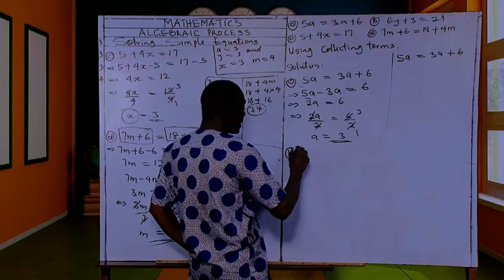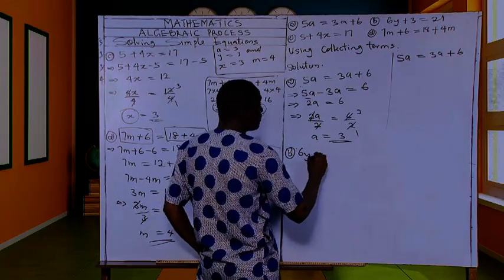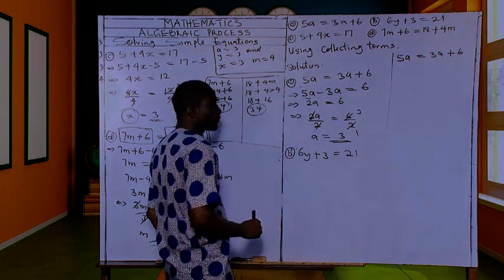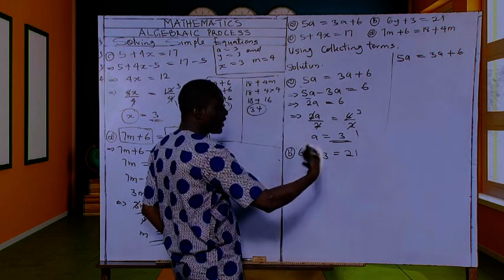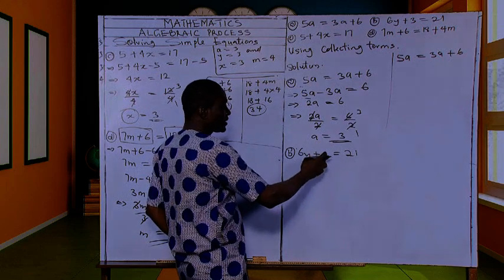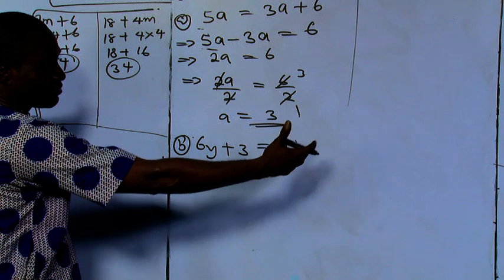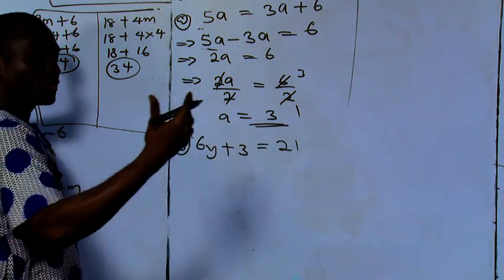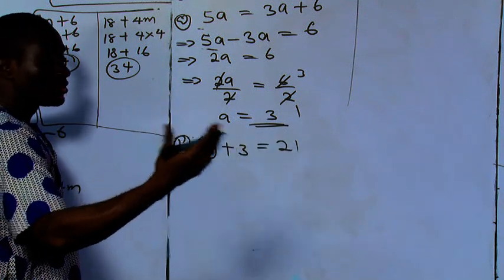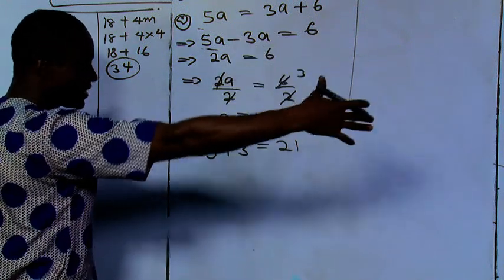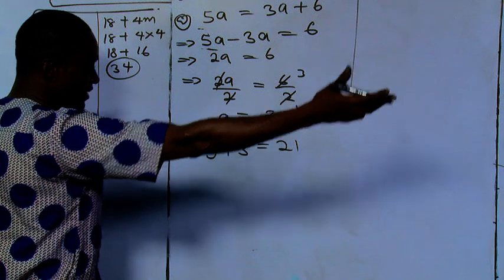B. We have 6y plus 3 equals 21. Okay, let's collect like terms. This 21 and 3 are like terms. They are both absolute terms, so they have to be on the same side, which is the RHS.